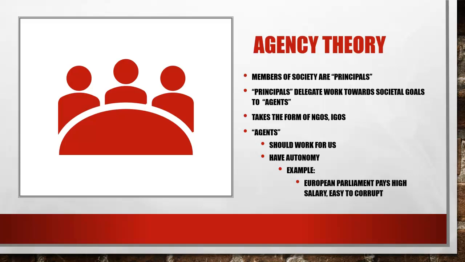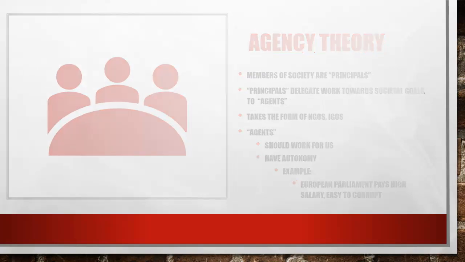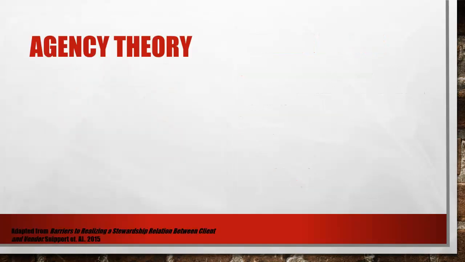However, that is not always the case. An example of this that you can see would be the European Parliament, which I just previously talked about. They have a high salary. Because they have a high salary, it's a lot easier for them to be corrupted. Now, this is just the theory. I'm not saying that members of the European Parliament are all corrupt. However, I'm just saying the idea here is that it could be easier to corrupt them.